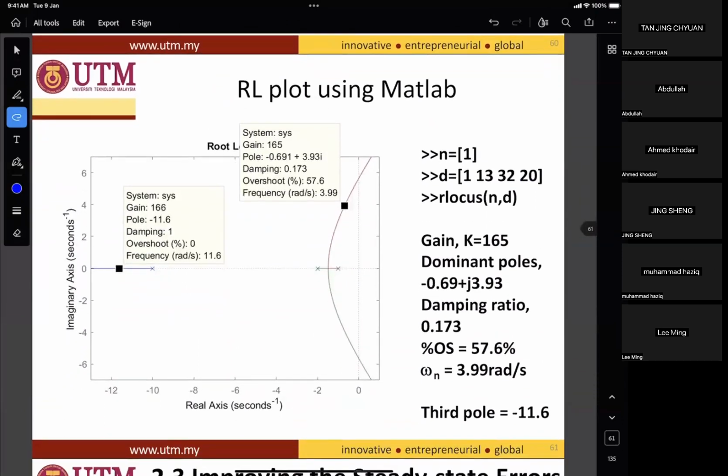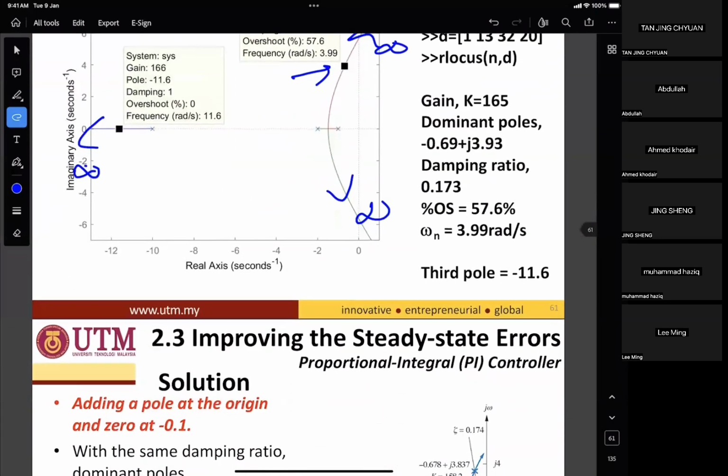From the computer simulations, we get this root locus, with 3 paths all ending at infinity, with the dominant pole over here. The dominant pole has a damping ratio and overshoot of 57.6, and omega n is 3.99 radians per second.